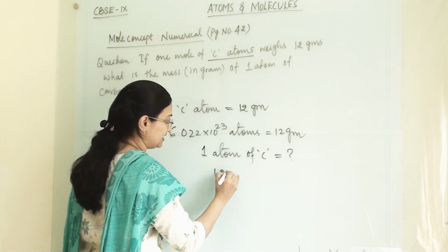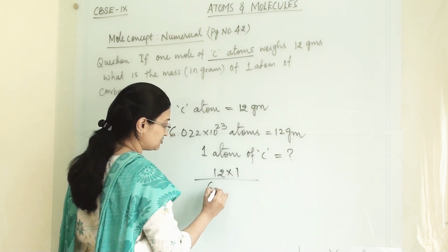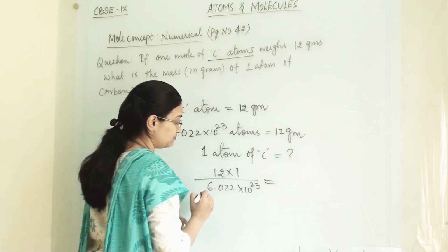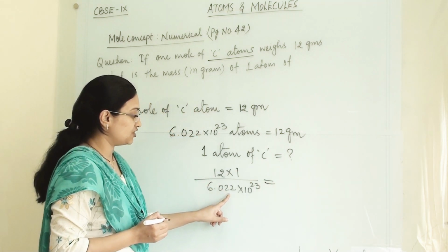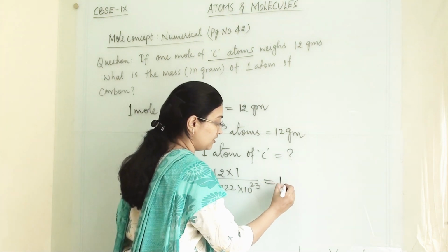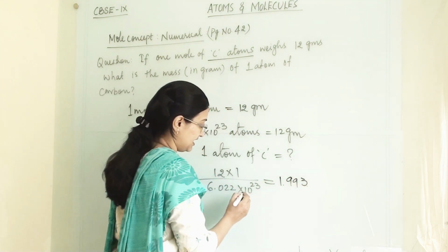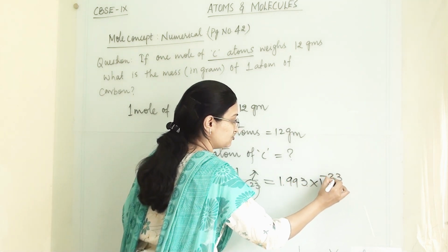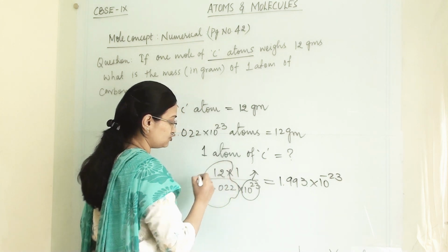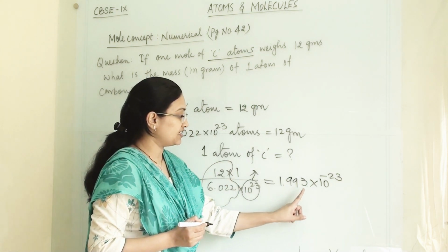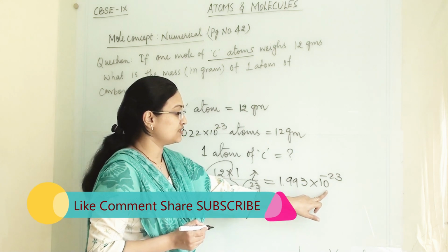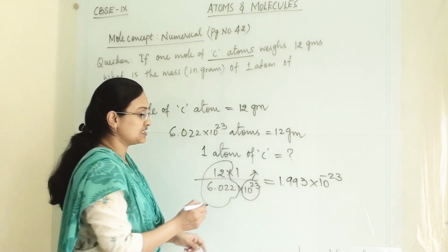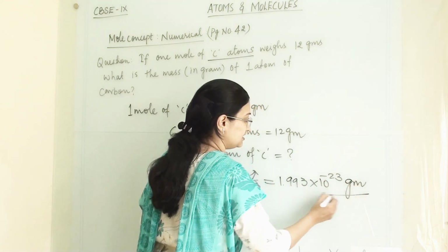So it will be 12 into 1 divided by 6.022 into 10 raised to 23. So the answer will be 12 divided by 6.022, which is 1.993, and then this we are taking up, so it will be 10 raised to minus 23. So the answer is 1.993 into 10 raised to minus 23. So 1 atom of carbon weighs this much, and this is in gram.